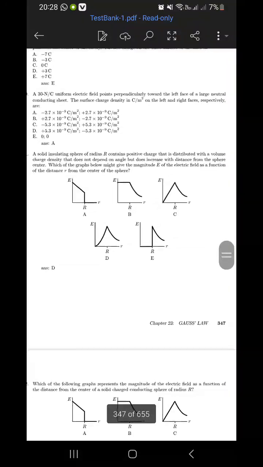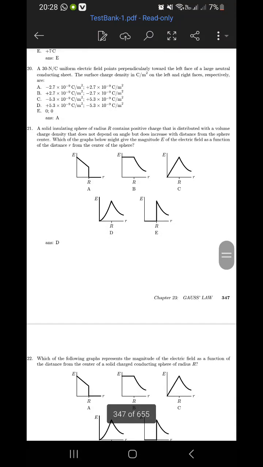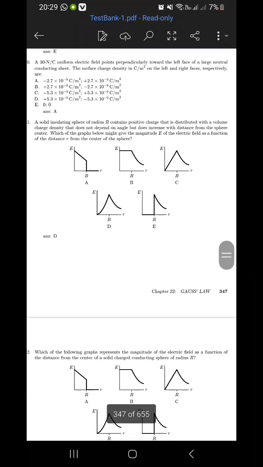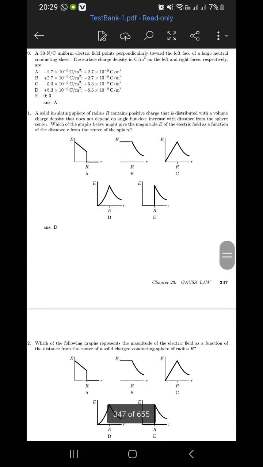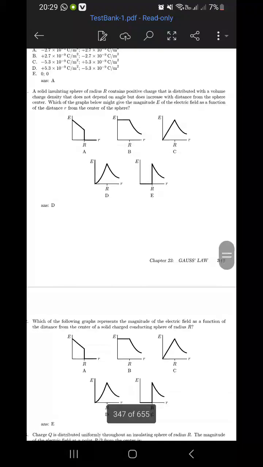A 30 newton per coulomb uniform electric field points perpendicular towards the left face of a large neutral conducting sheet. The surface charge densities in coulombs per meter squared on the left and the right surfaces respectively are A, -2.7 times 10 to the power of -9 and +2.7 times 10 to the power of -9 coulomb per meter squared.